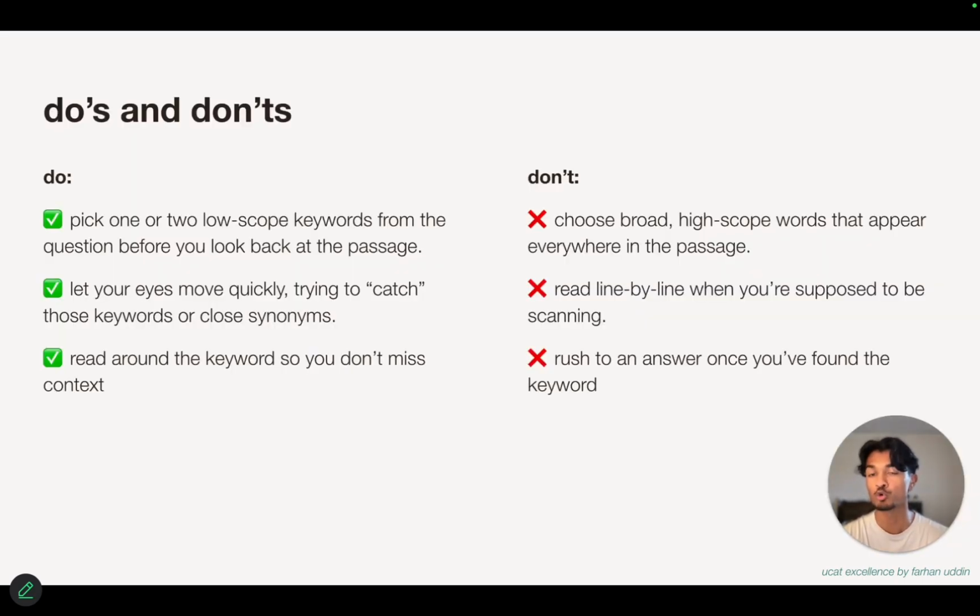So here's your do's and don'ts. Do pick one or two low scope keywords from the question before you look back at the passage. Do let your eyes move quickly, trying to catch those keywords or close synonyms. And do read around the keyword so you don't miss important context. Don't choose broad or high scope words that appear everywhere in the passage. Don't read line by line when you're supposed to be scanning. And don't rush to an answer once you've found the keyword, because a lot of people get questions wrong if they just spend an extra 2, 3, 5 seconds trying to understand what the context around the keyword is, they would have got that question correct.